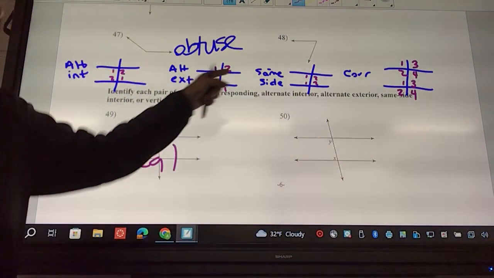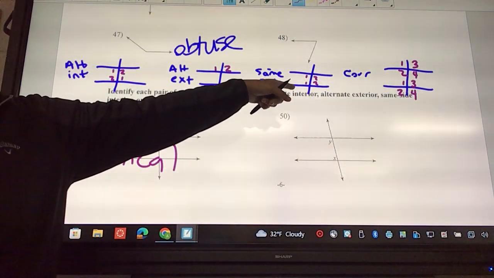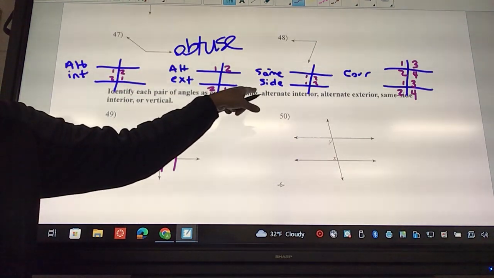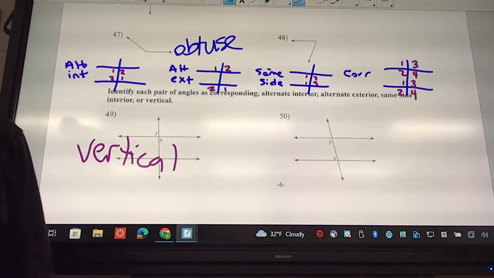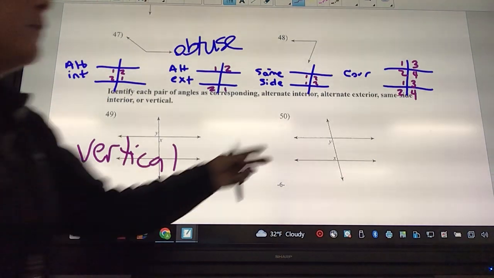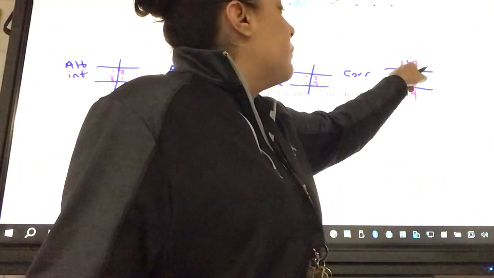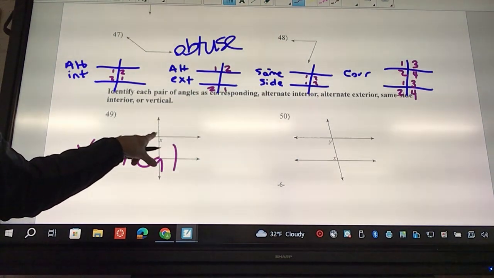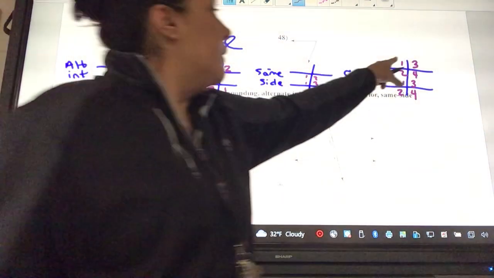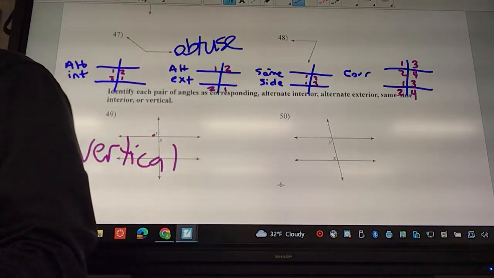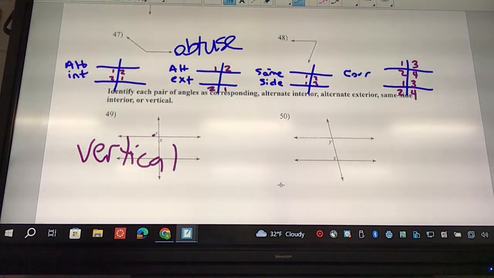Same side means they're both on the inside. These are inside, and these are outside. So if you have one in, one out, it's got to be either corresponding or vertical. How do you know the difference? You're just going to have to look at the map. If it was corresponding, because I have a Y here, you could say that's a 1, then I would have to have it here. The vertical are going to be opposite of each other.